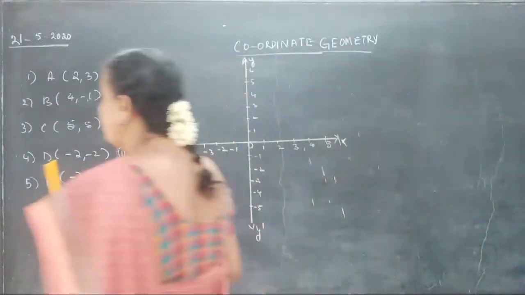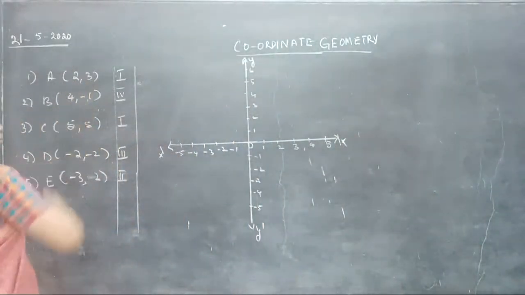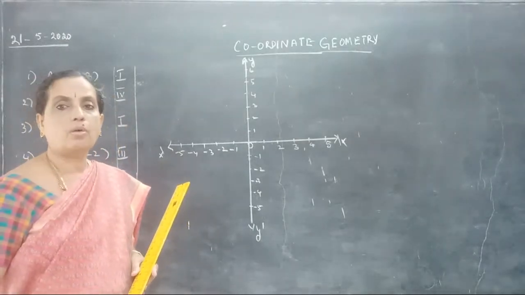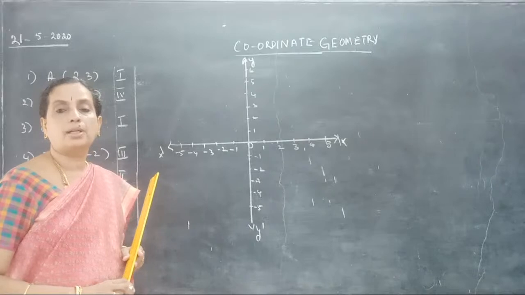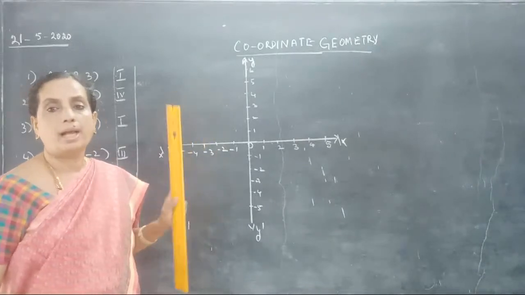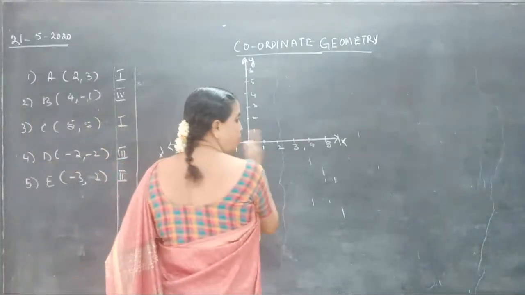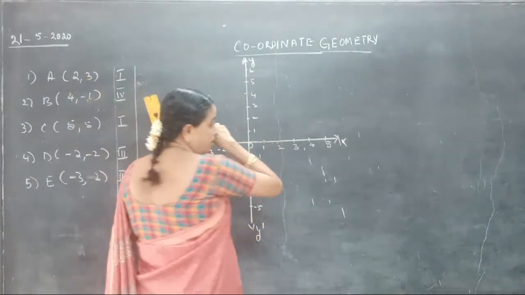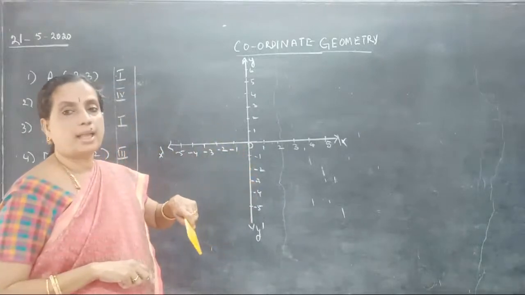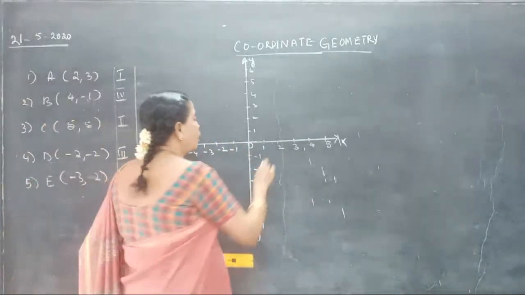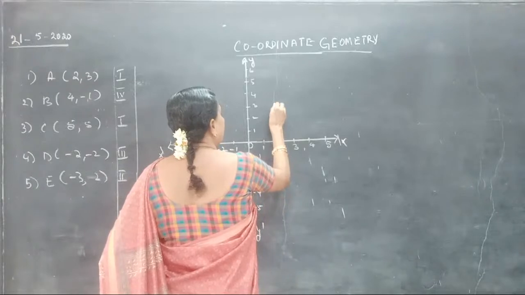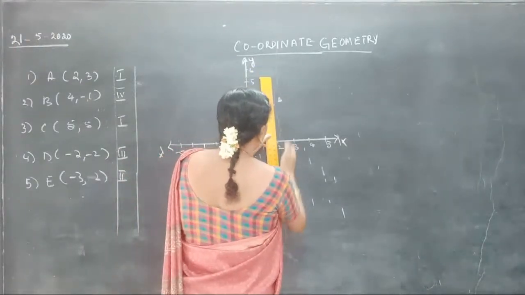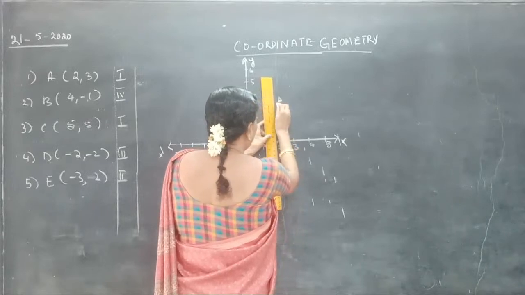For example, if I take the point (2, 3), 2 represents the x coordinate. The x coordinate means it is the perpendicular distance from the y-axis. So we are moving positive 2, so 1, 2. Then it is 3. The perpendicular distance from the x-axis is the y coordinate. Count to 3. Here comes the point. Name this point. Now join it by a dotted line. Is it clear for you all?